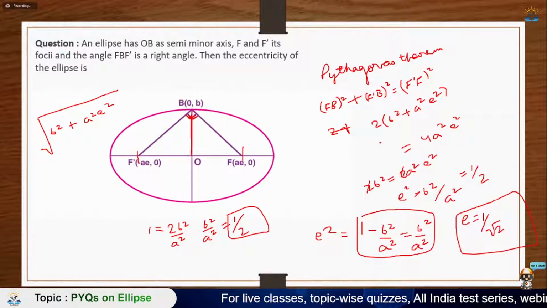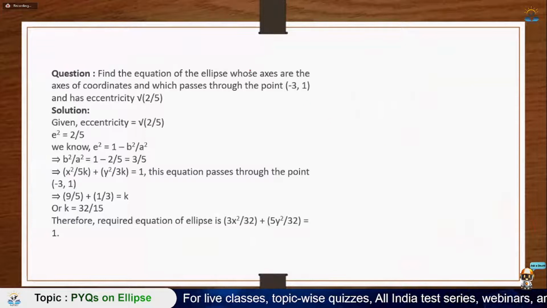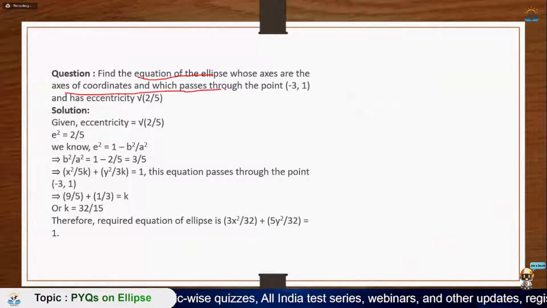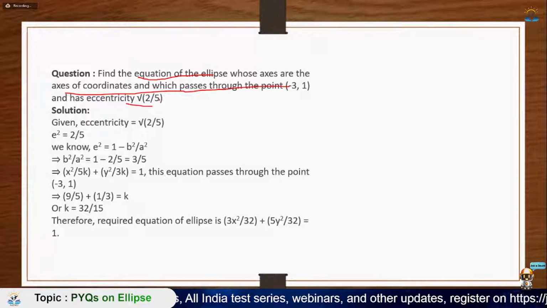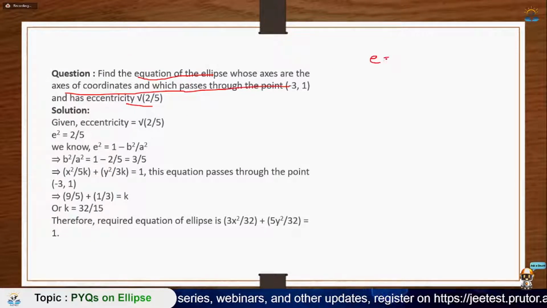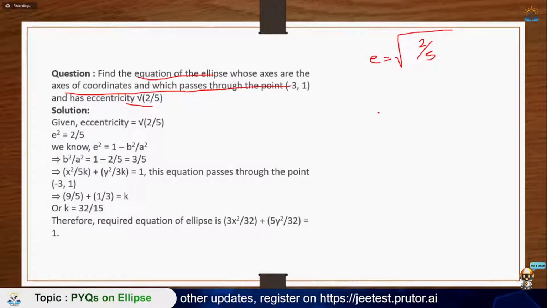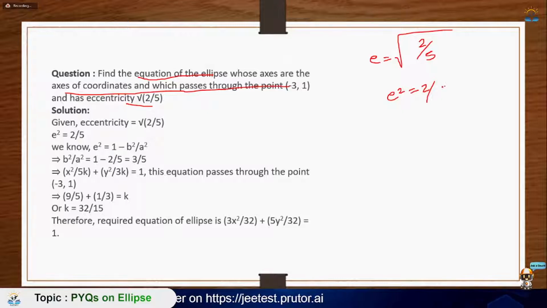So moving on to the next one. Find the equation of the ellipse whose axes are the axes of coordinates and which passes through the point -3, 1 and has eccentricity equal to √2/5. So इसमें मेरे को सबसे पहले तो eccentricity दी हुई है कितनी? Eccentricity is equal to √2/5. So you can simply do e square, and on doing e square you will get 2/5.